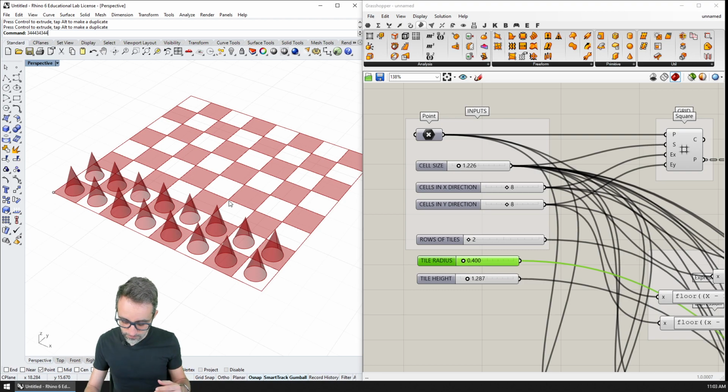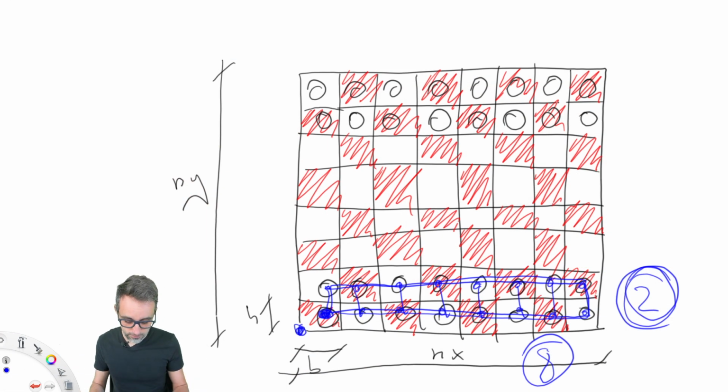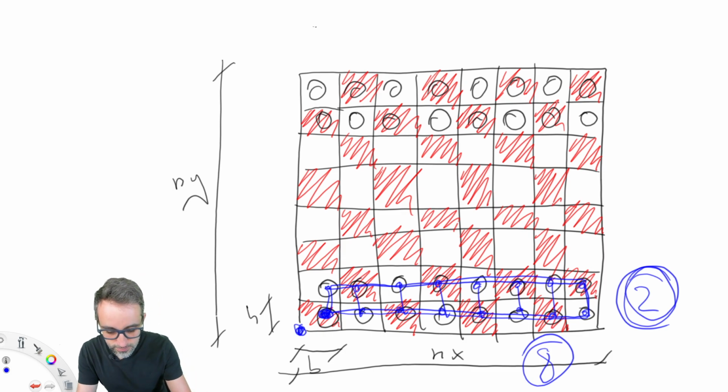The other thing now is that we need to create the other grid. So we need to create the second grid, a grid that is going to start on this point here, and then is going to be something like this.